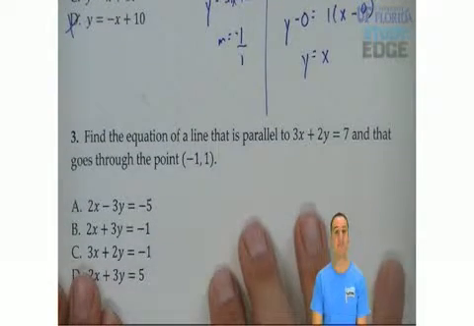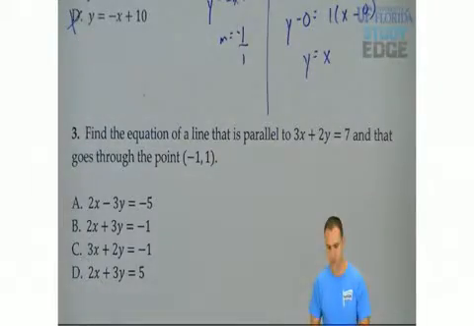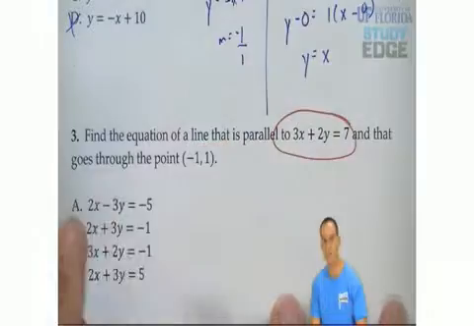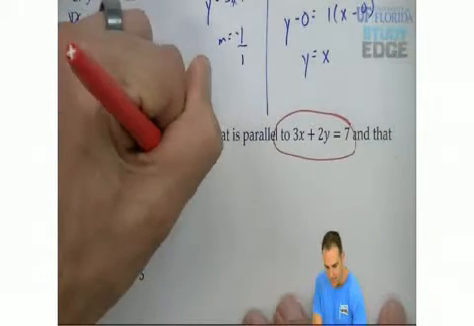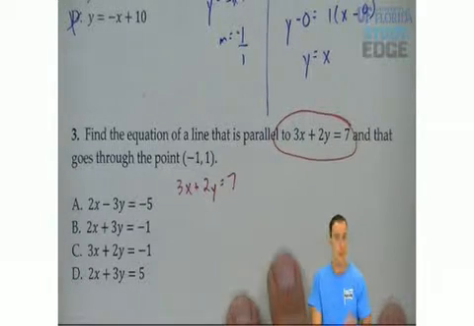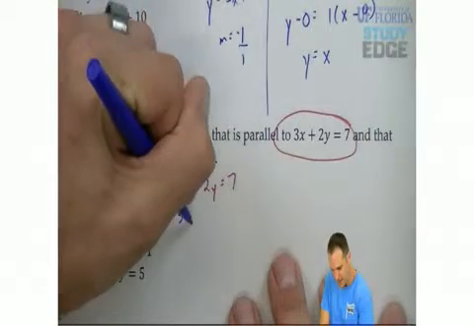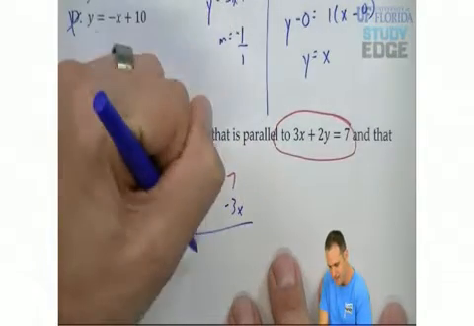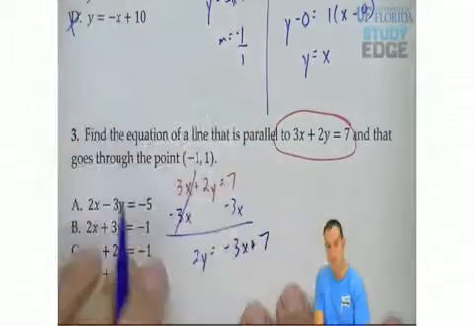Find the equation of a line that is parallel to this line and goes through the point (-1, 1). So it's got to be parallel to this line. Step 1, solve for y. 3x plus 2y equals 7. What am I going to do first? Subtract 3x. Hopefully you've noticed that pattern by now. 2y equals -3x plus 7.